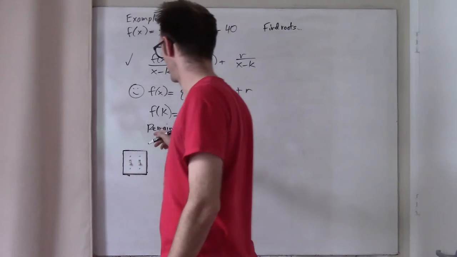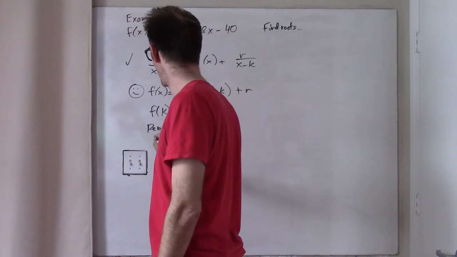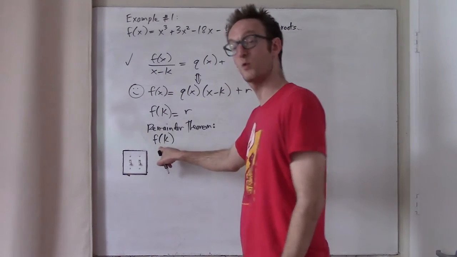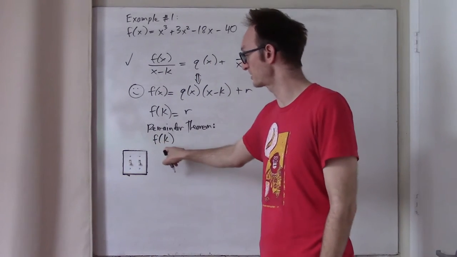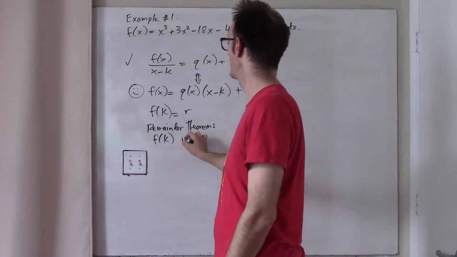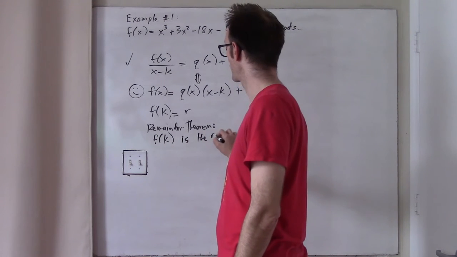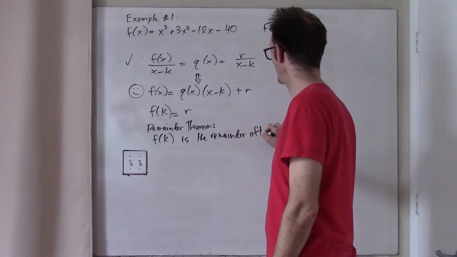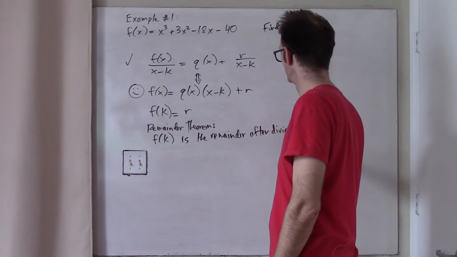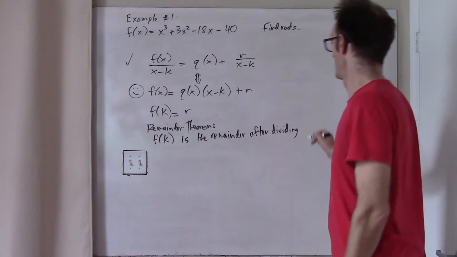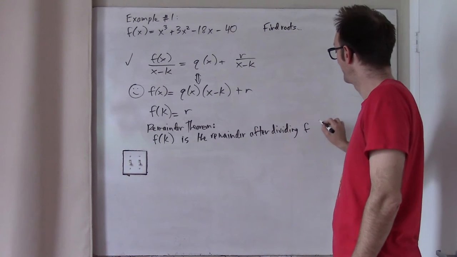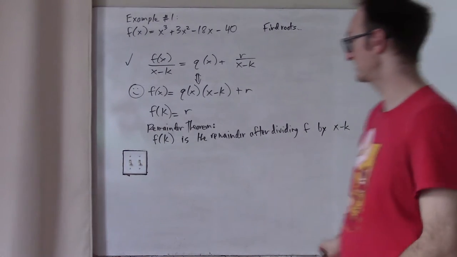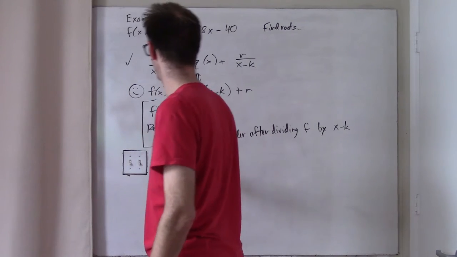I guess I could write that down. So f of k, the remainder theorem says, f of k, the value of some polynomial function upon an input of k, is just the remainder after dividing f by x minus k. Okay, and so this is the remainder theorem.